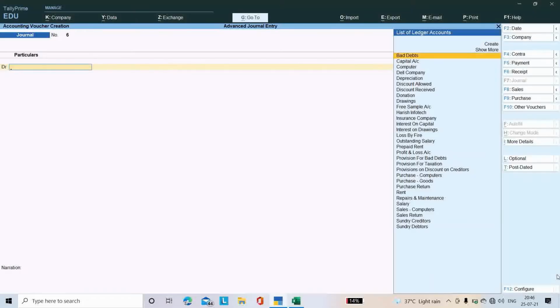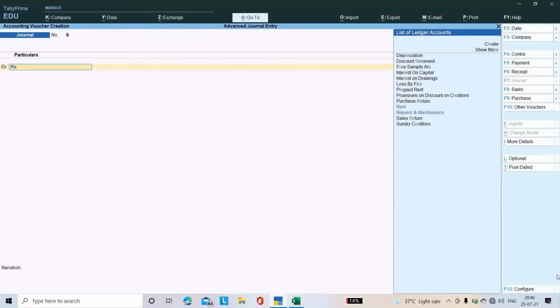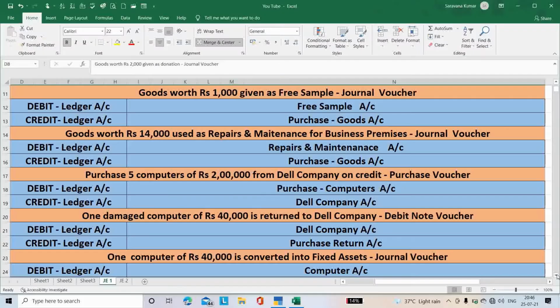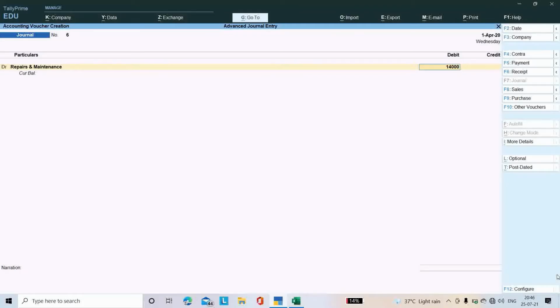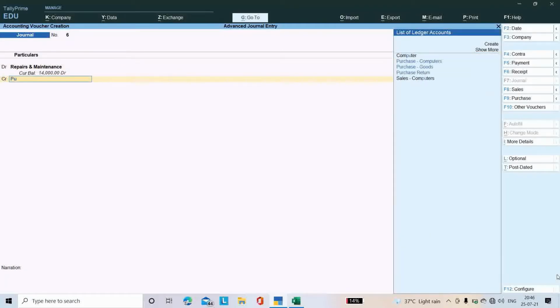This also you have to enter in journal voucher. So debit repairs and maintenance, amount is 14,000. Credit is purchase goods account.